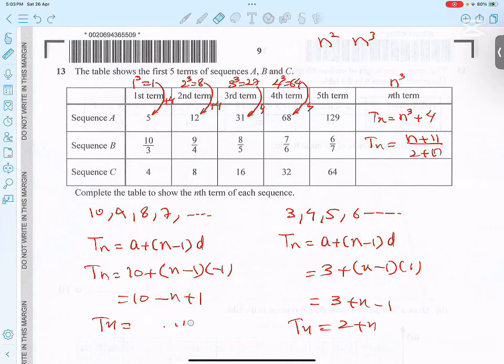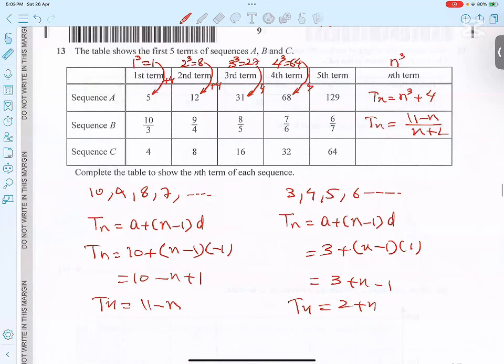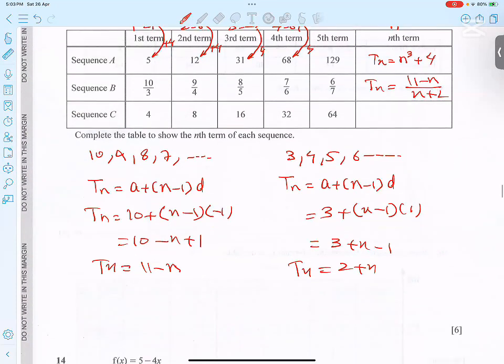So this is a negative n. So I'm writing now here in the numerator 11 minus n, divided by n plus 2. I hope you got the point clear. And now let's talk about the last one, the third one.